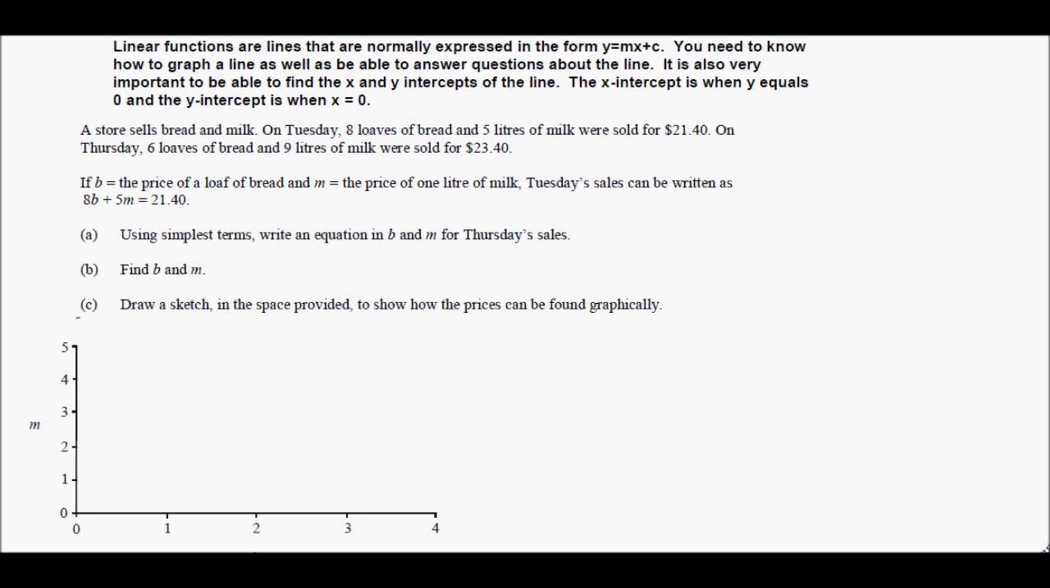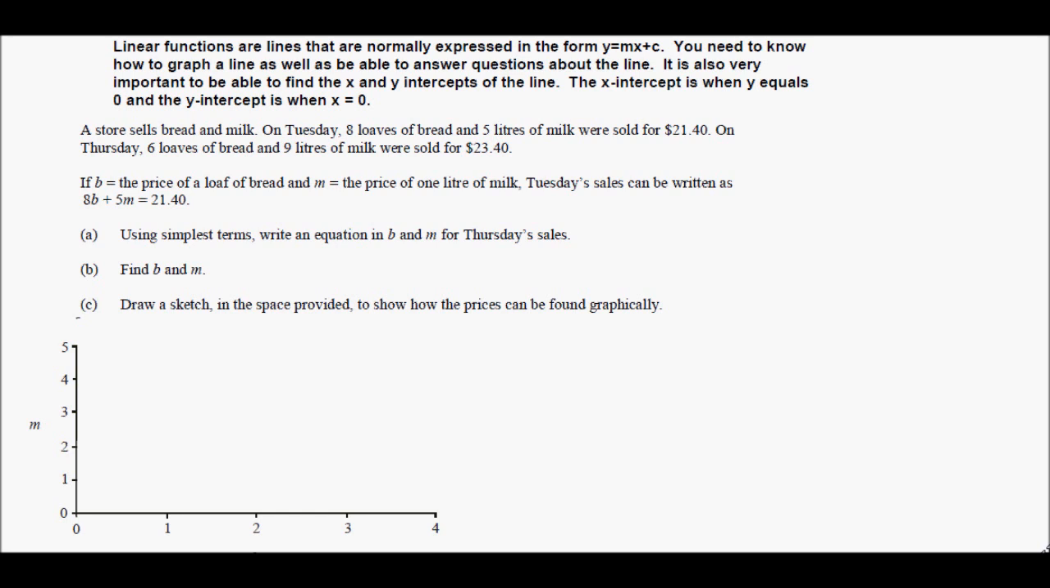So this takes you back to algebra. Some kids have some trouble with this, so let's look at it. A store sells bread and milk. On Tuesday, 8 loaves of bread and 5 liters of milk were sold for $21.40. And on Thursday, 6 loaves of bread and 9 liters of milk were sold for $23.40.